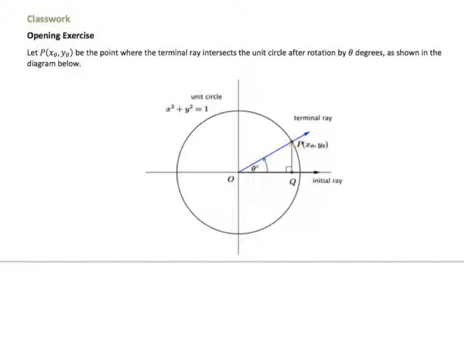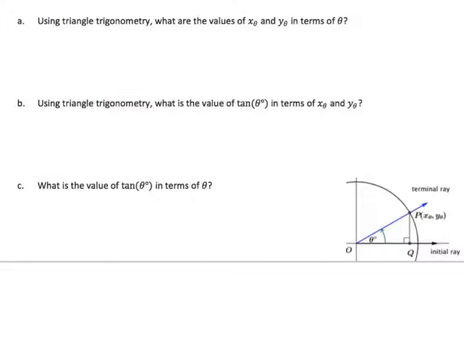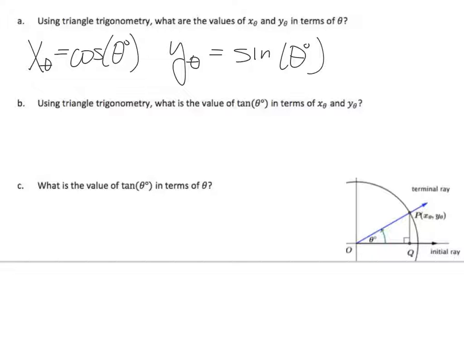The point on the unit circle is ordered pair xy. Q is the vertical, it drops down to the x-axis at a right angle. I think that's it. Cool. Let's answer some questions about this. So first of all, using triangle trigonometry, what are the values of x theta and y theta in terms of theta? And this is where we have cosine and sine. So x theta equals cosine of theta degrees, and y theta equals sine of theta degrees.